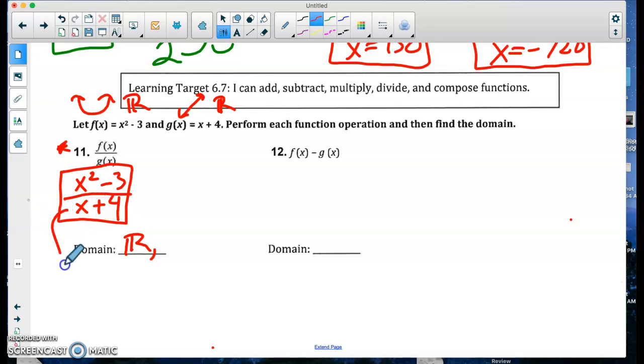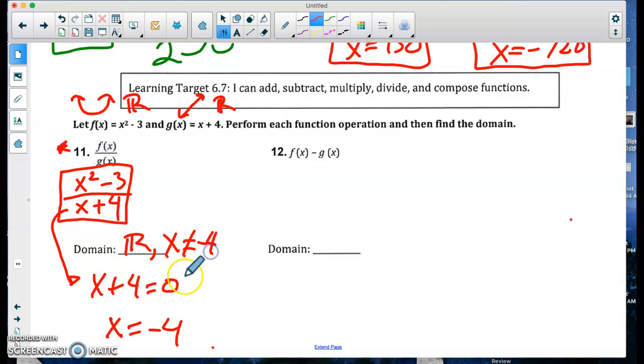So we're looking at, well, what would cause a 0 at the bottom? Well, what would cause a 0 on the bottom is if x equaled -4. So we don't want that. So our domain is all real numbers, but the only thing it cannot be is x cannot be -4 because it would cause a 0 on the bottom. So this is our second answer right here.